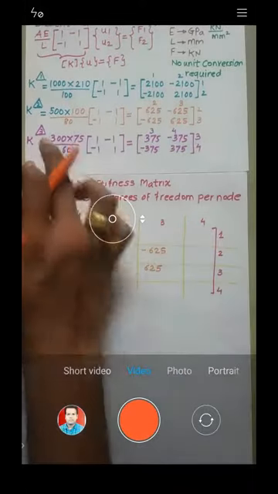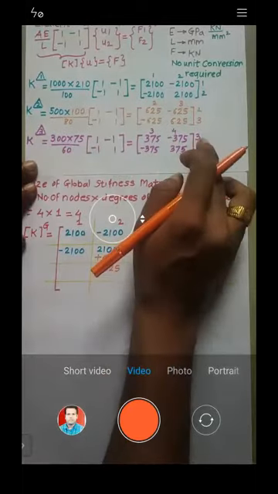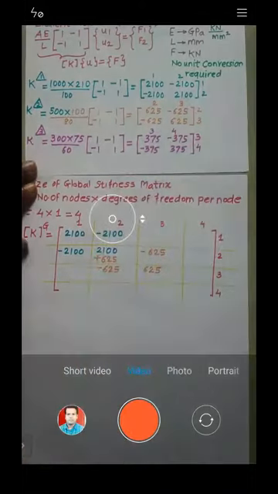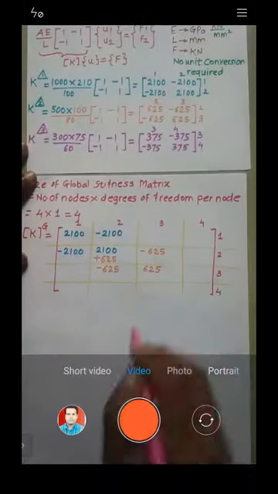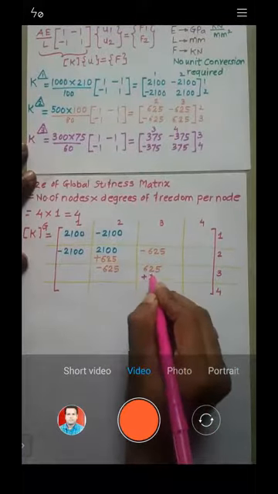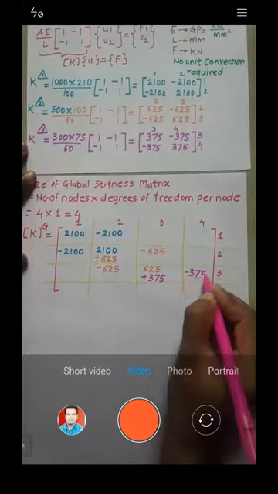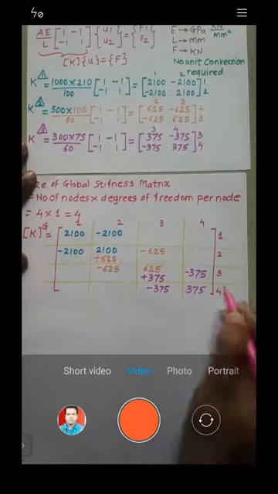Next, we need to do the stiffness matrix of element number 3. This matrix starts at 3 3, where we have 375. This is 3, this is 3. So I should write here plus 375, here minus 375, here again minus 375, and here again 375, right?